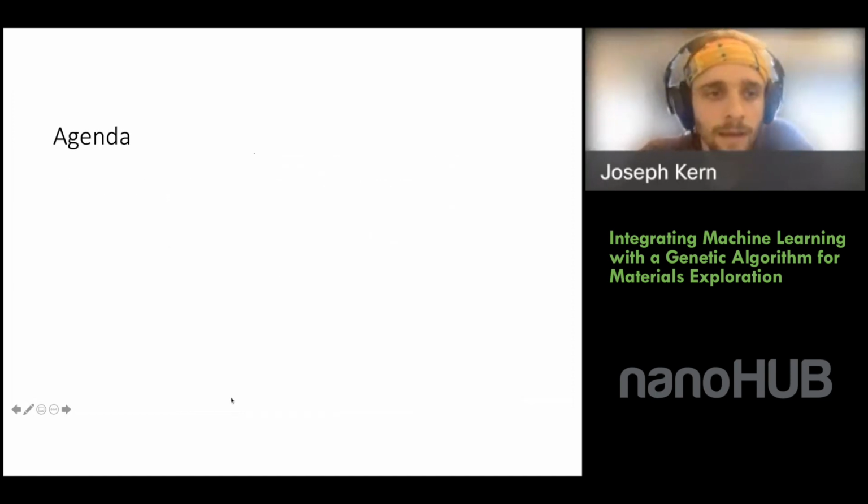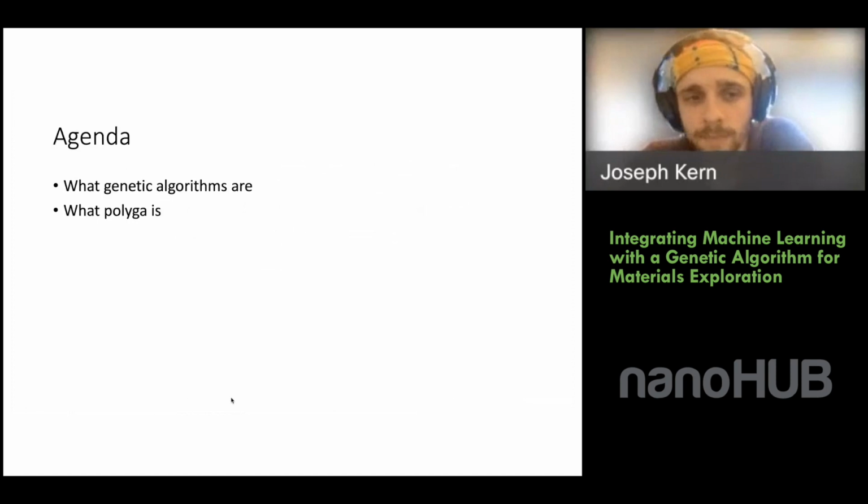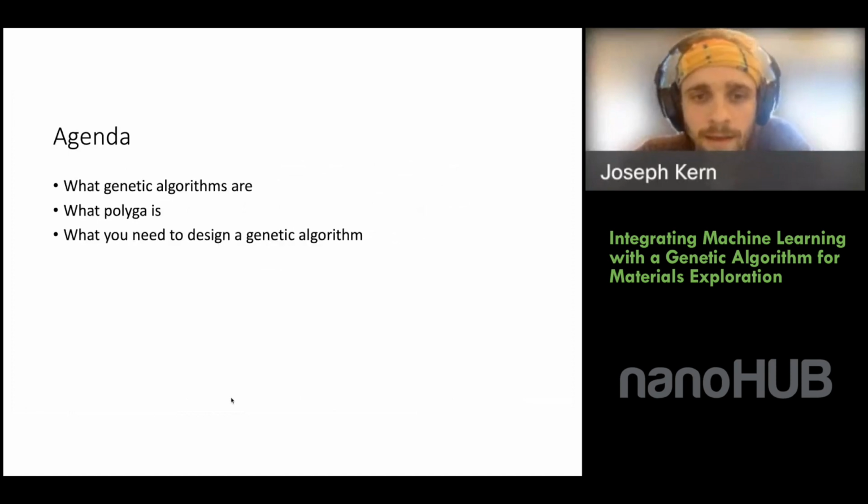So I'm going to quickly talk about what genetic algorithms are, go into what PolyGA is. And then I'm going to talk about how you would make a genetic algorithm if you wanted to. This is going to be about polymers. I understand a lot of you probably aren't doing research in polymers, so I'm trying to make it as general as possible. And then I'll go into what fitness functions are and how to run PolyGA.